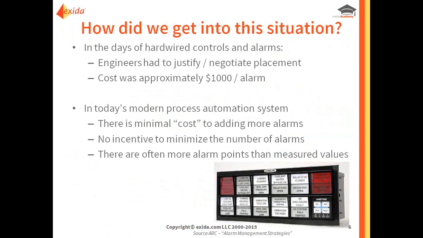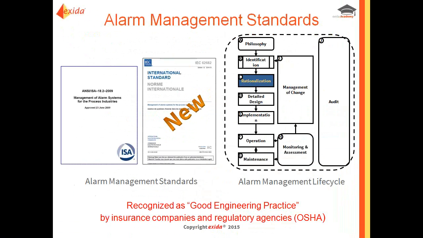So what we want to do is get back to the thought process that used to be used, where we justified the need for the alarm. Because we had limited space, we had to go through a process to determine what the real purpose of the alarm was. What's the operator supposed to do when that alarm occurs? And that is the rationalization process. That process is called out in the alarm management standards.